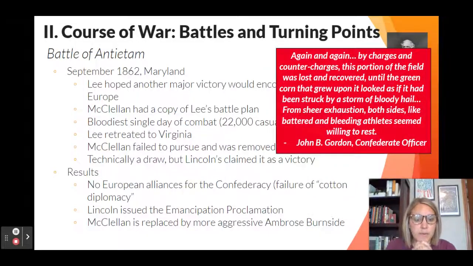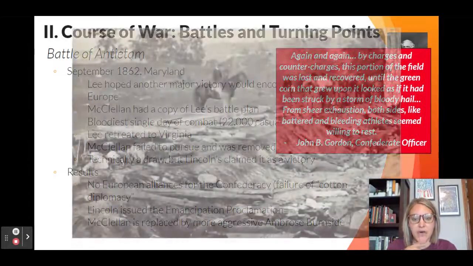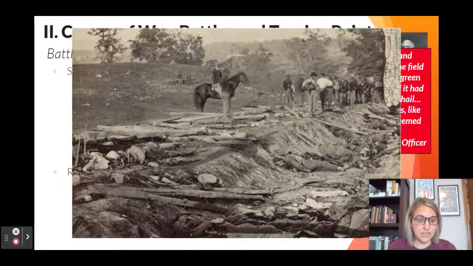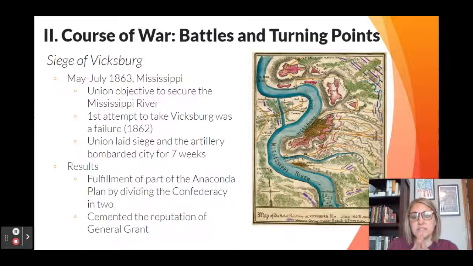So here's a quote from a Confederate officer. "Again and again, by charges and countercharges, this portion of the field was lost and recovered, until the green corn that grew upon it looked as if it had been struck by a storm of bloody hail. From sheer exhaustion, both sides, like battered and bleeding athletes, seemed willing to rest." Okay. Oh, and here's an image. The Civil War is known as a turning point in photography. It's used much more frequently, and so we actually have a lot more visual imagery of the Civil War when compared to earlier wars.